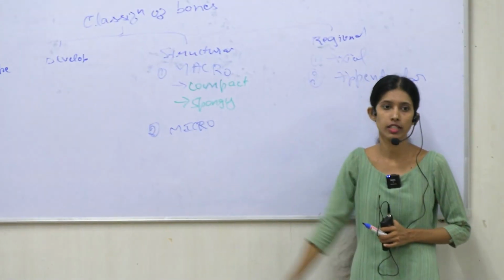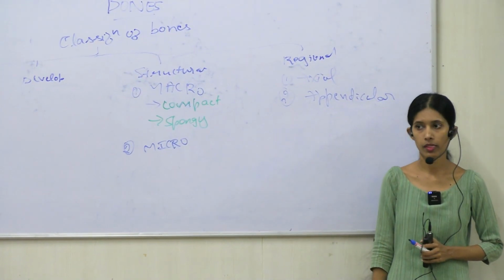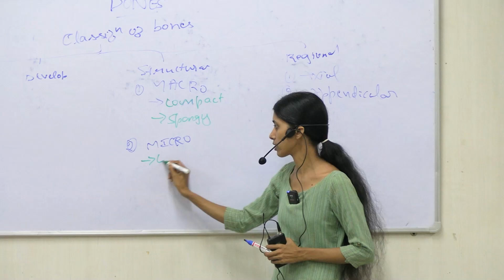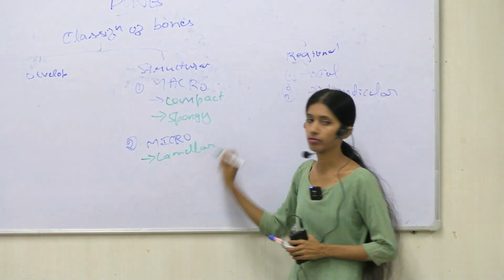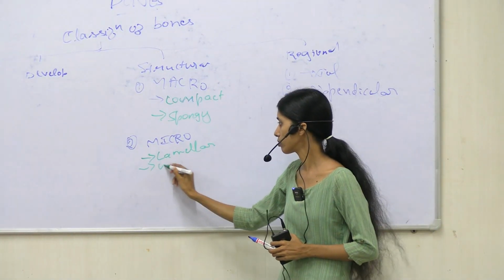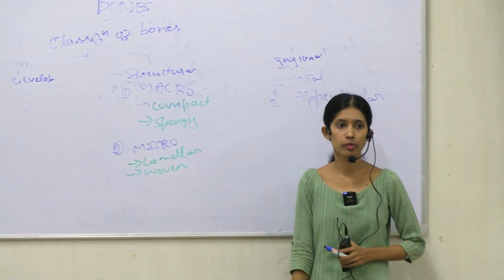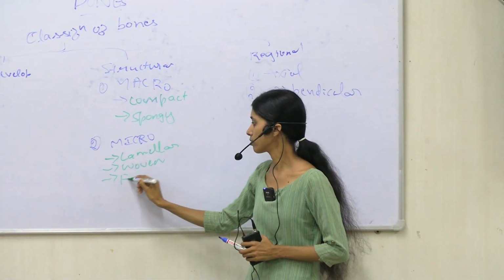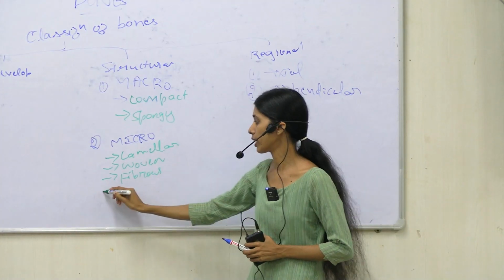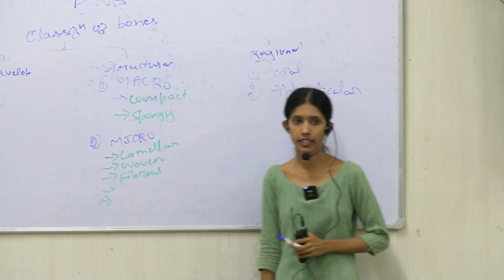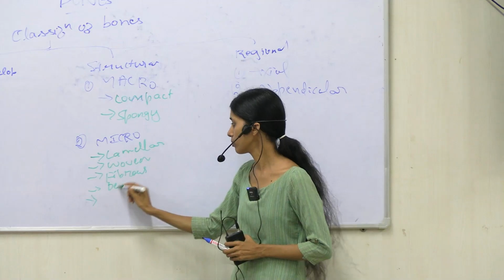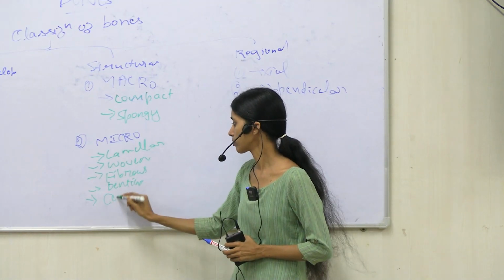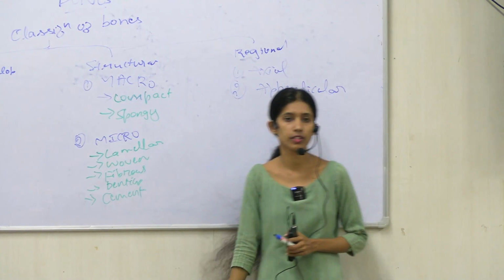What about the microscopic classification? What are the types of bone we can see here? In the microscopic classification, we can see lamellar bone, haversian bone, fibrous bone, and the last two are dentine and cement. These are the different types of bone we can study through microscopic structures, okay.